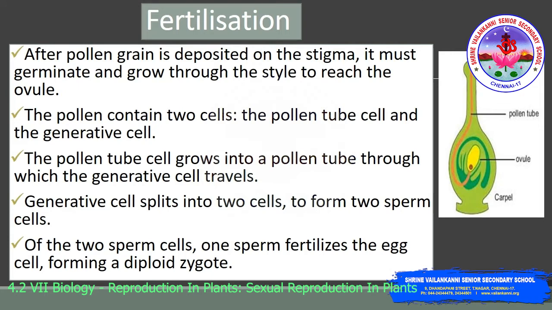The pollen contains two cells, which are the pollen tube cell and the generative cell. The pollen tube cell grows into a pollen tube through which the generative cell travels. The generative cell splits into two cells to form two sperm cells. One of the two sperm cells fertilizes the egg cell, forming a diploid zygote.